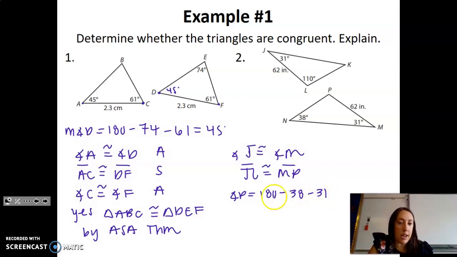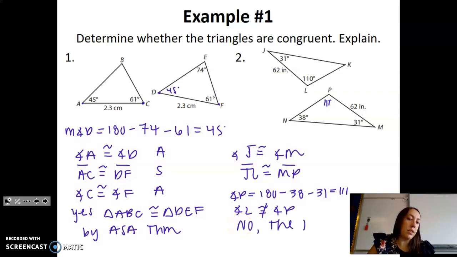This is 69, so that gives us 111. So angle P is 111 degrees. So we can see here angle L is not congruent to angle P, and therefore our answer would be no, the triangles are not congruent because we do not have angle, side, angle.